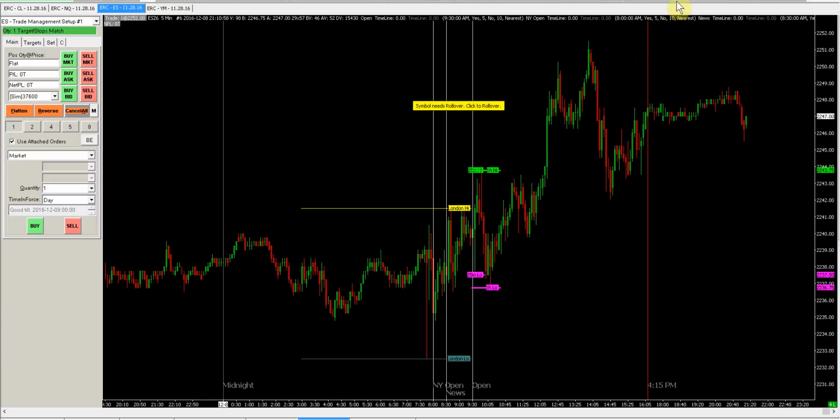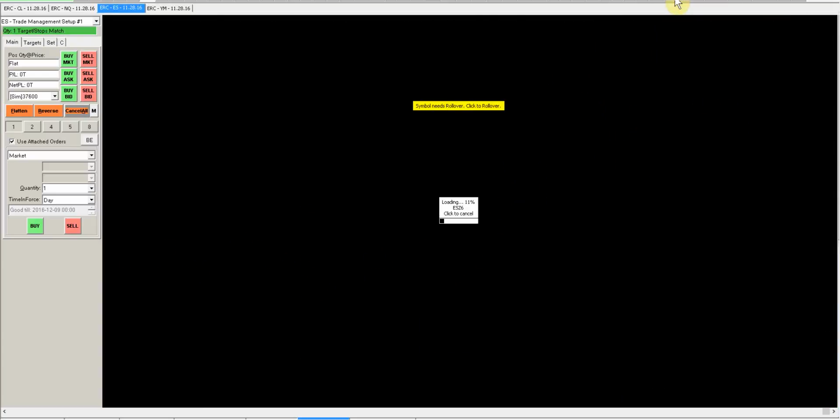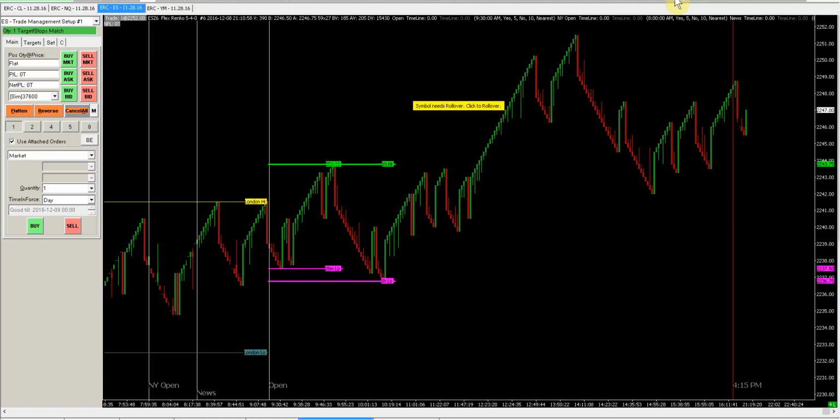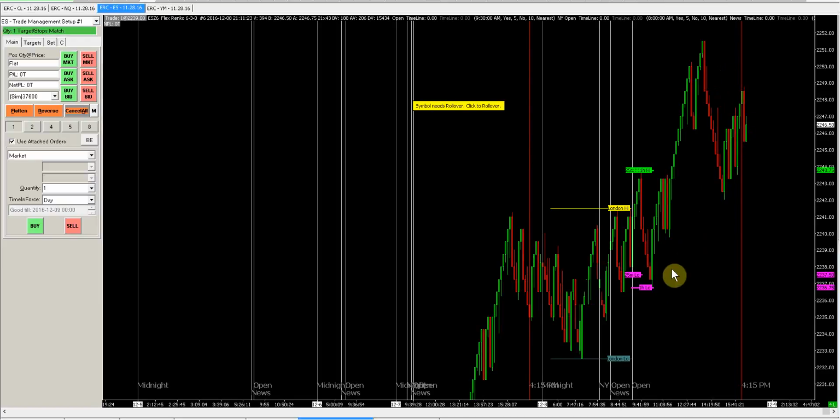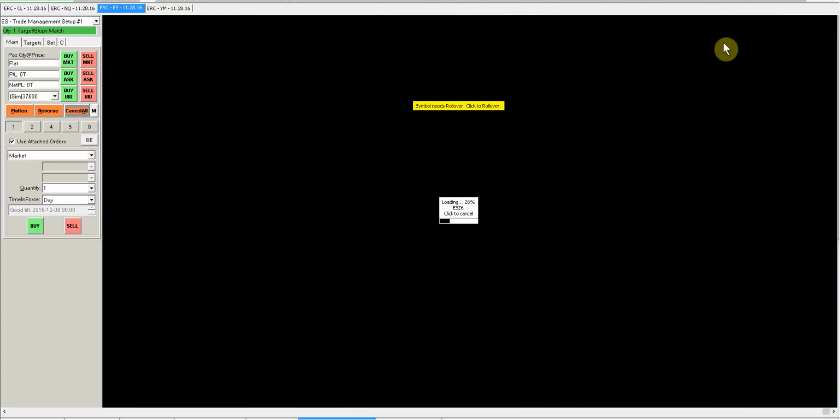Let me put on my 5-tick Renko bars, and you'll see that it puts quite a bit more structure onto the market. You could go up to, say, a 6 if you wanted to, or even a 10-tick, if you like those bars better, which smooths out price action even more.